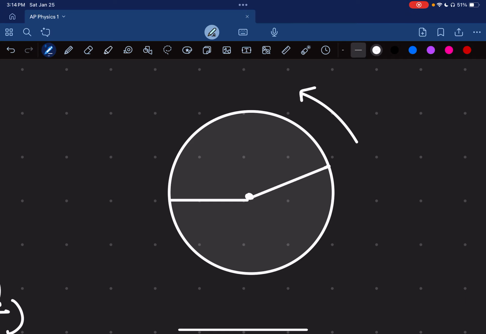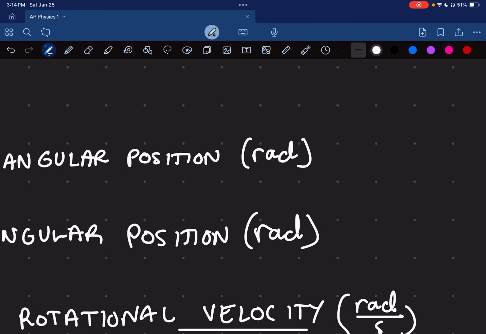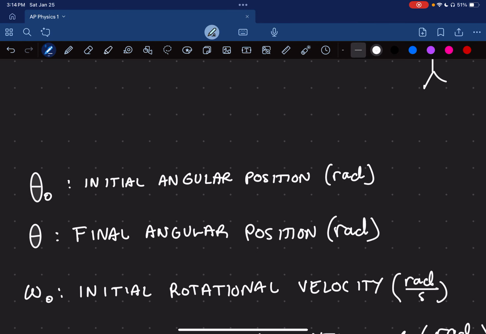You can think of a spoke on a wheel or something. We'll call the initial position of where it started theta naught. And the final position, or the position later in time, we'll call that theta. Let me rewrite these. This is theta naught, and this is theta. So the initial angular position and the final angular position, or the position later in time.